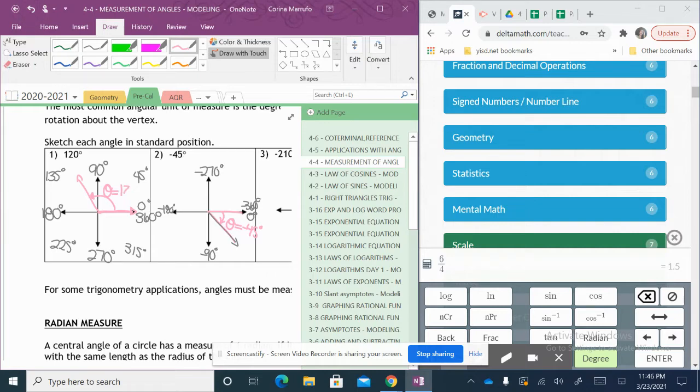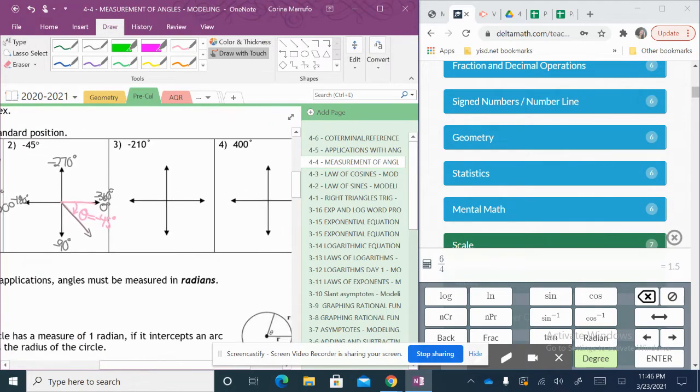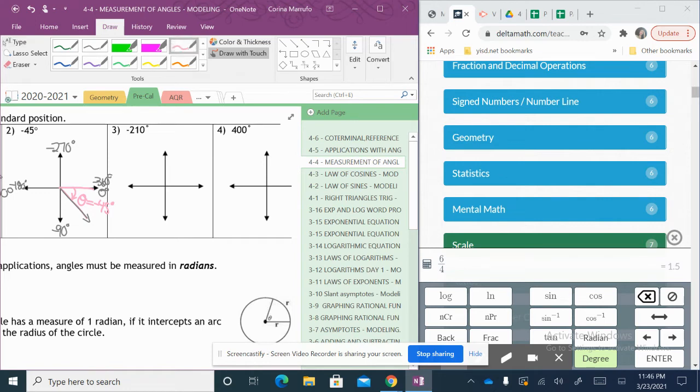This one's 120. So let's go ahead and go on to the next one. We have negative 210. So here, let me label my axis. We have 90, but it's negative, so negative 90. We're going in the opposite direction. Negative 180, negative 270, and negative 360.